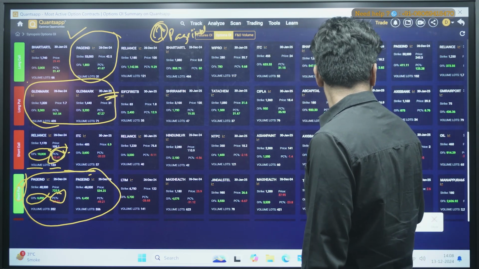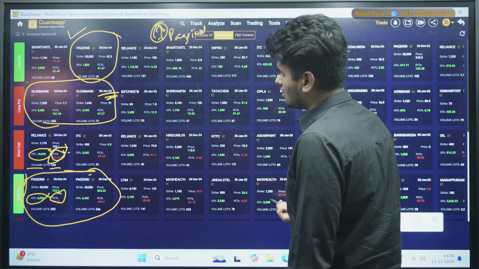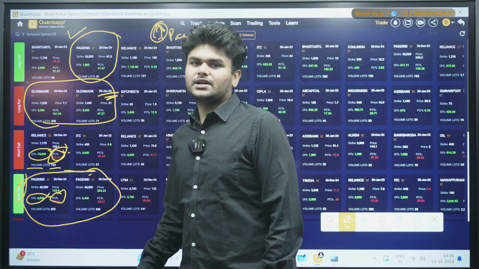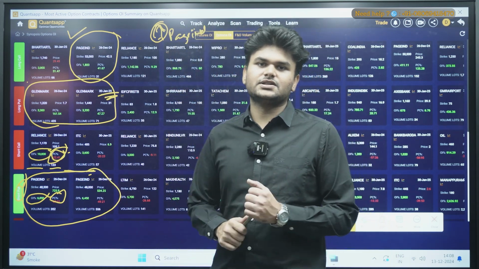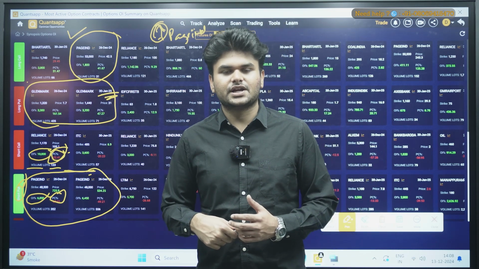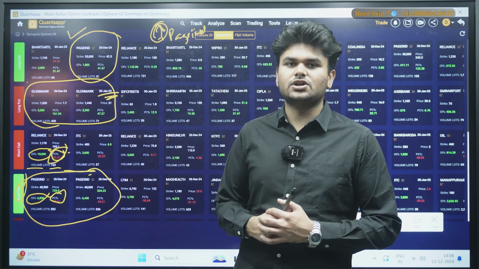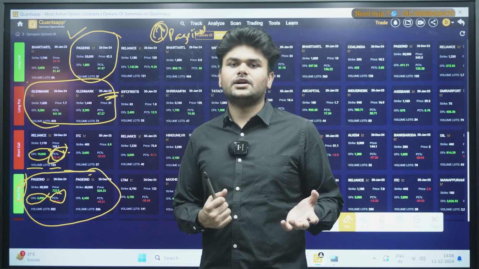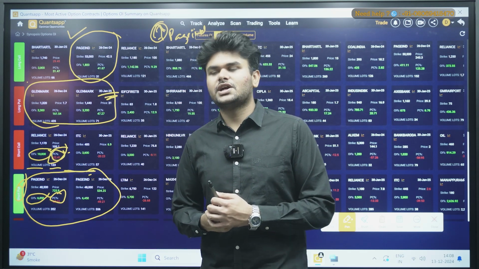I believe there is no comparison here. So today the market was mildly seeing long unwinding, but after that, in the second half, we saw short covering, and mostly the prices went on the bullish side only.